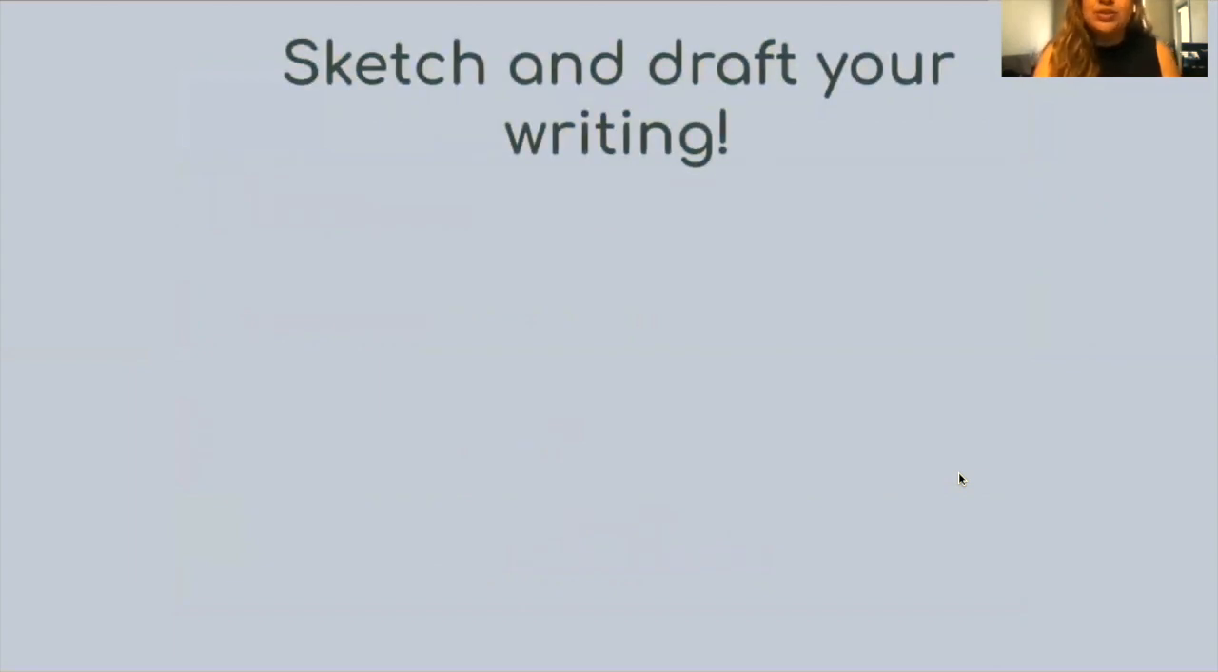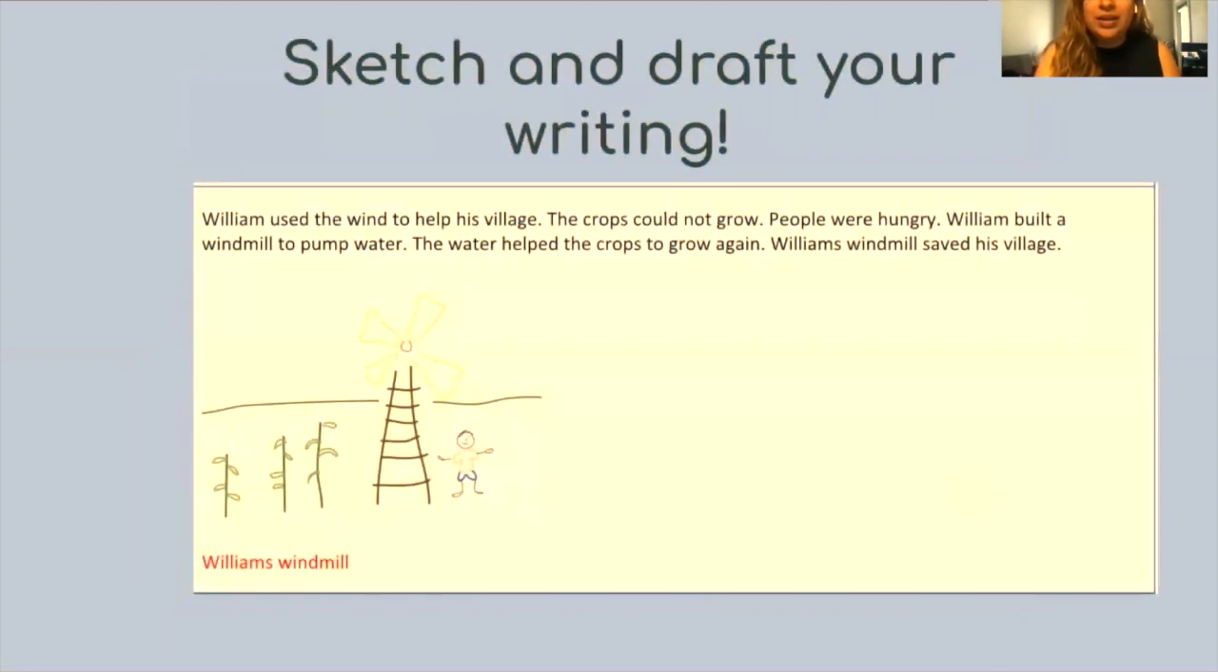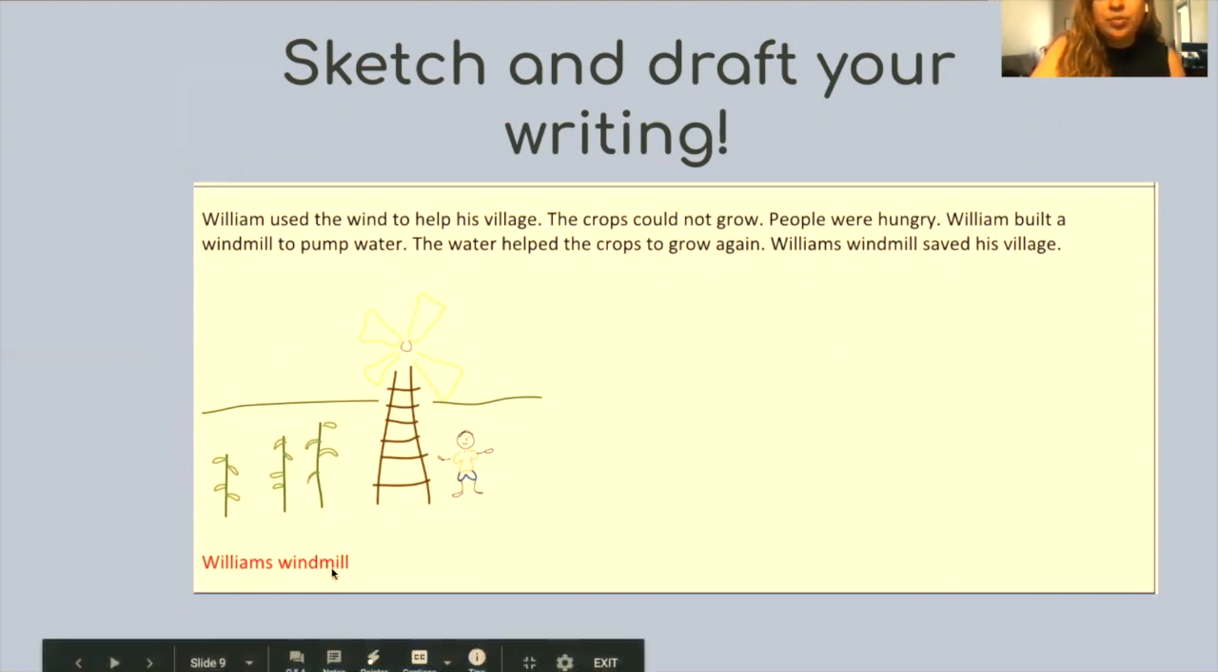Now it's time for you to get to sketch and draft your writing. So here's an example of something you may write in your article. First, I drew a picture. So I drew our crops, I drew William, and I drew a windmill. And I labeled William's windmill.